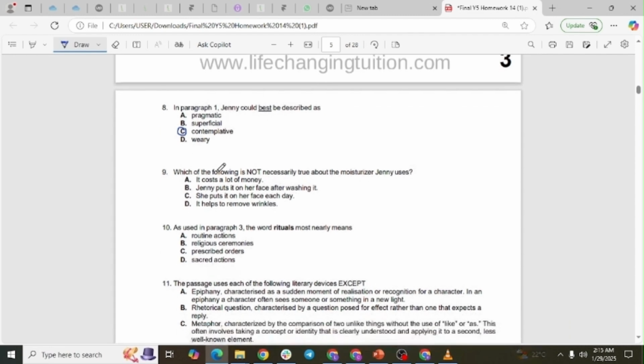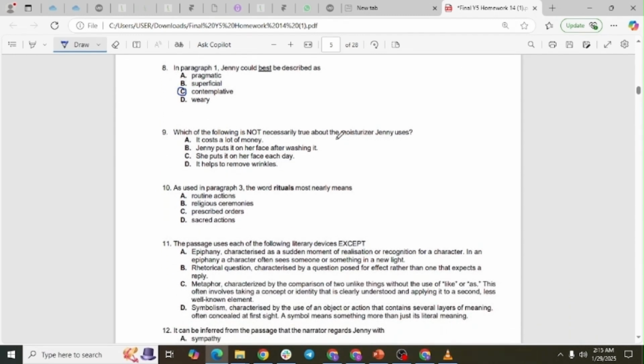Question 9. Which of the following is not necessarily true about the moisturizer Jenny uses? A. It costs a lot of money. B. Jenny puts it on her face after washing it. C. She puts it on her face each day. D. It helps to remove wrinkles. Answer. D. It helps to remove wrinkles. Explanation. While Jenny imagines each wrinkle might vanish, the passage does not confirm the moisturizer actually removes wrinkles. It's only implied that she hopes it will.